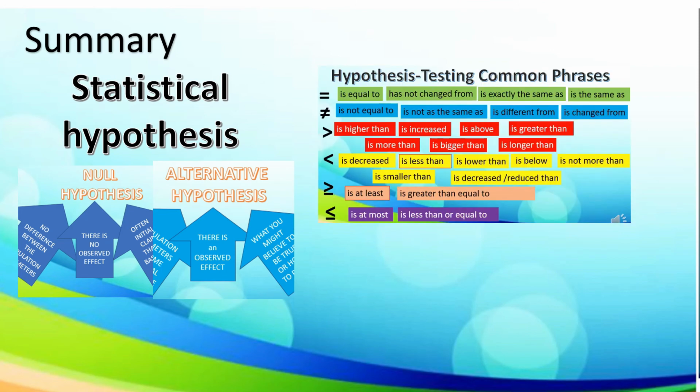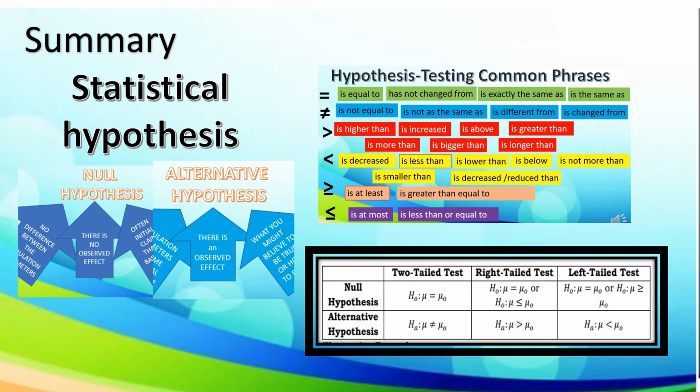Next are the symbols that we may use to be able to formulate the null hypothesis and alternative hypothesis. And the last one is the table that consists of the different tests that we may use given the null hypothesis and the alternative hypothesis. These are the two-tailed test, right-tailed test, and left-tailed test.